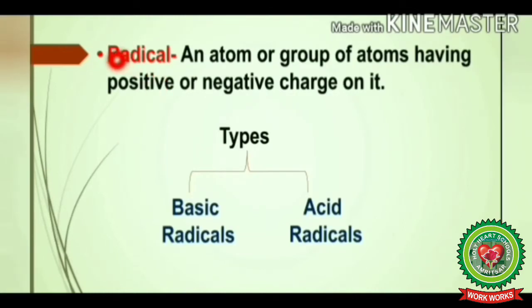Next, what is radical? Radical is defined as an atom or group of atoms having positive or negative charge on it. Students, radicals are of two types. First, basic radicals. The positively charged radicals are called basic radicals, and second is acid radicals. The negatively charged radicals are called acid radicals.